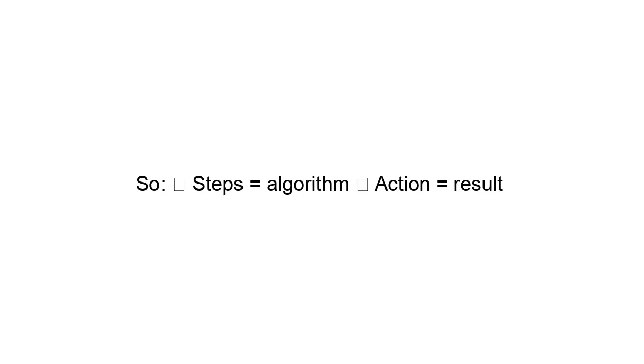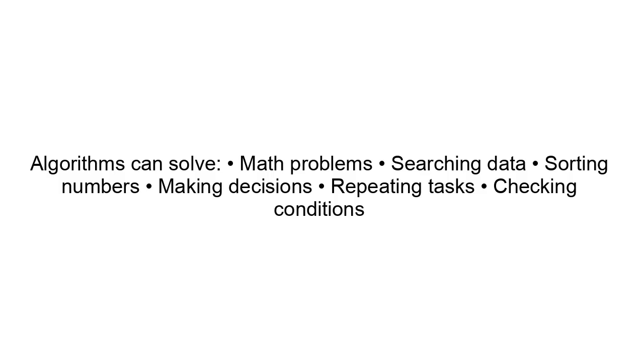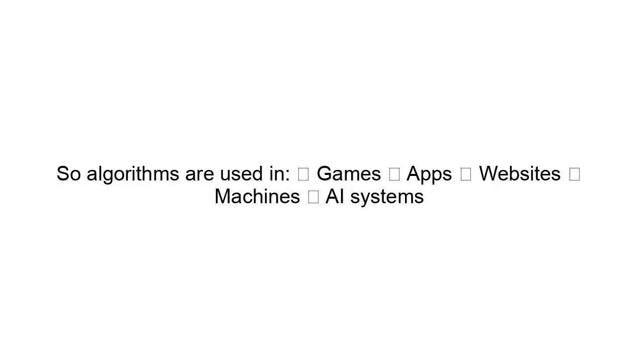How algorithms work, step by step. Take input, a problem or data. Apply steps, the logic. Produce output, the solution. Flow: input means steps means output. Types of problems algorithms solve: math problems, searching data, sorting numbers, making decisions, repeating tasks, checking conditions. So algorithms are used in games, apps, websites, machines, AI systems.